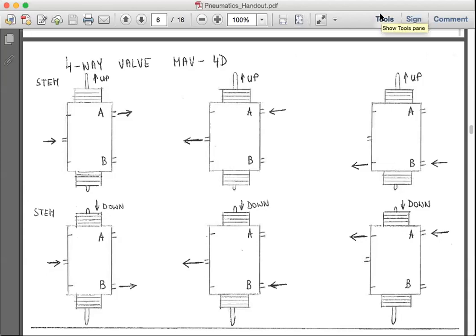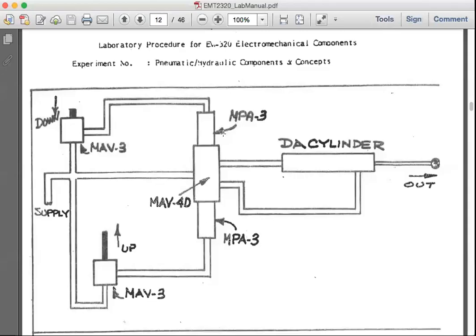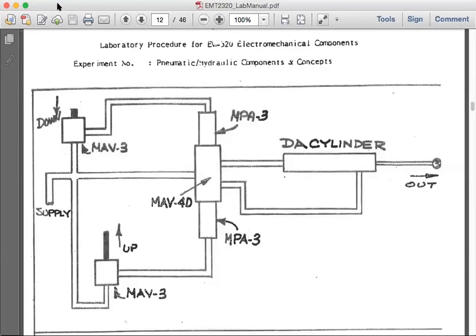And right now, let's stop sharing it. And we will go to our diagram. Okay.